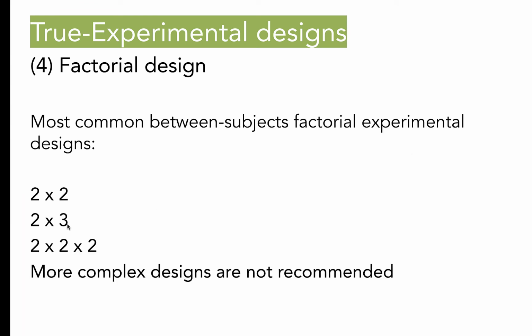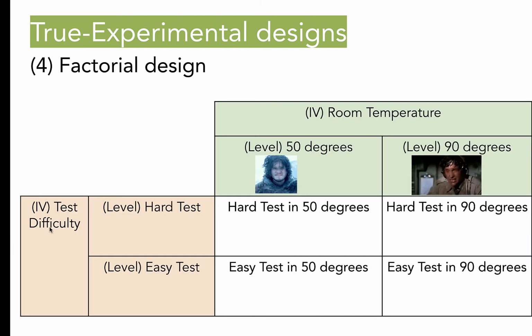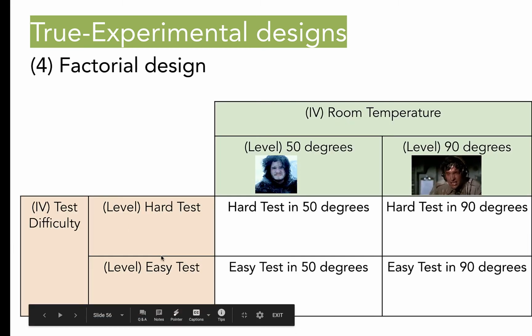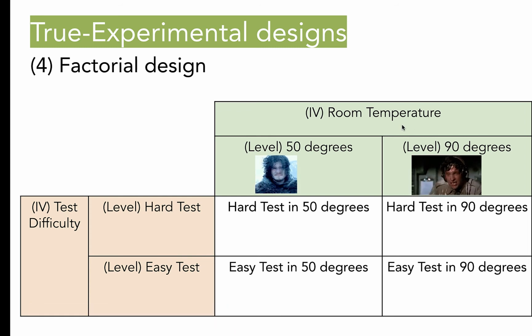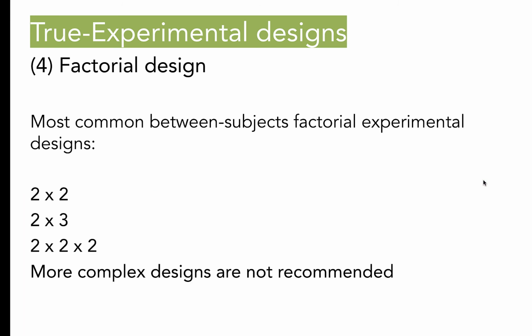You could also make it a 3x2, in which case you would change test difficulty to become three conditions, hard, medium, and easy, and then keep room temperature at two levels, 50 degrees and 90 degrees. What you could also do is make a 2x2x2 design, which means you insert a third factor, a third independent variable. For example, if the first one is room temperature, hot and cold, the second one is test difficulty, easy and hard, the third one could be noise, quiet versus loud in the room, and then see in which room students perform the best. Now, it's not recommended to make experimental designs more complex than these because it becomes very hard to disentangle the results.